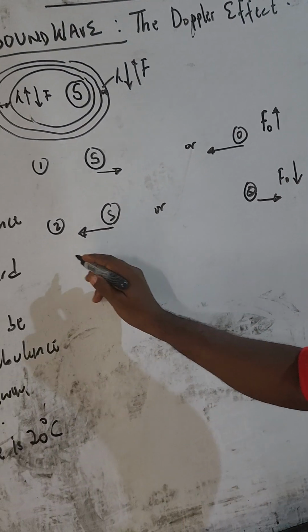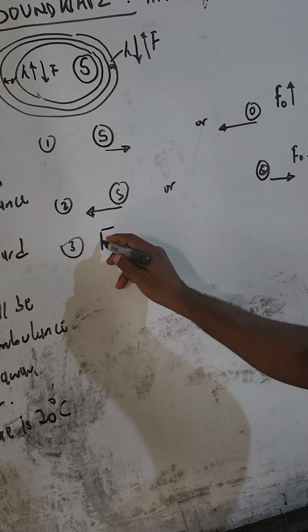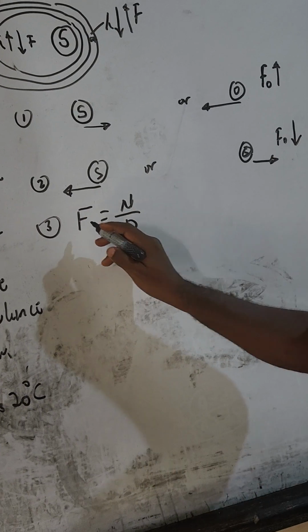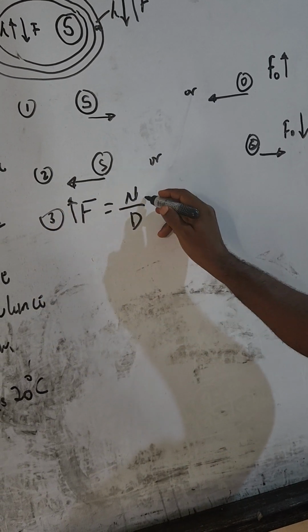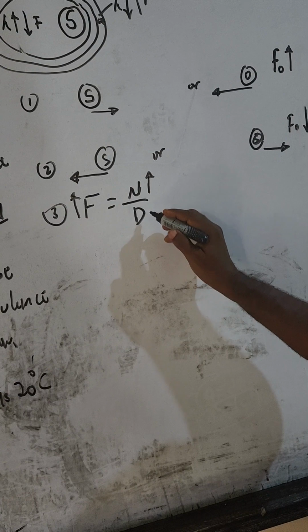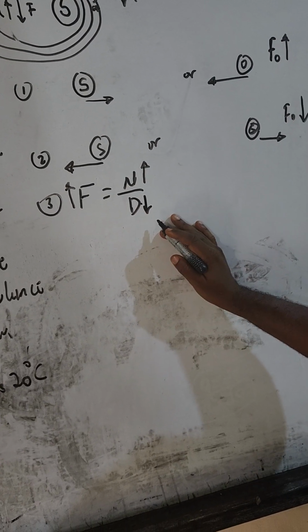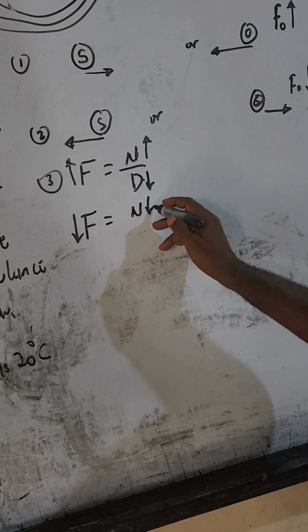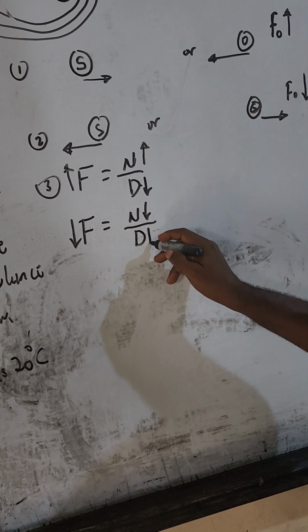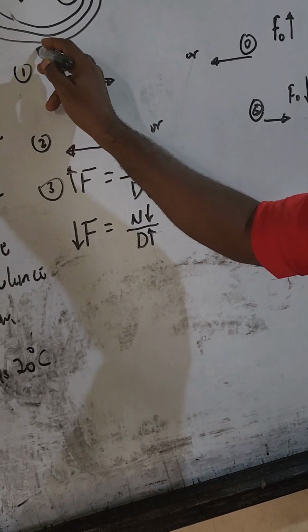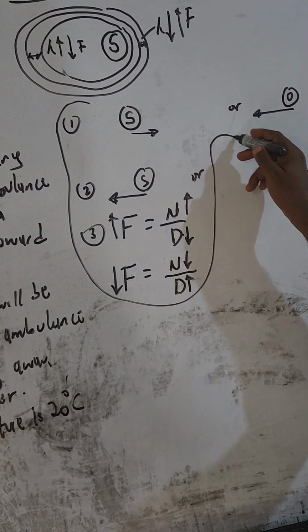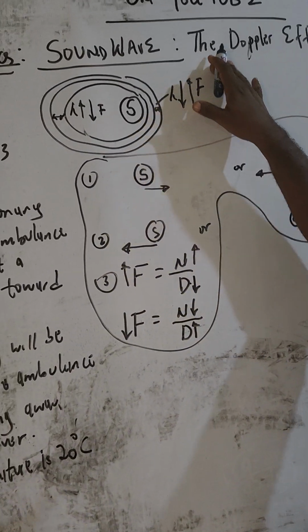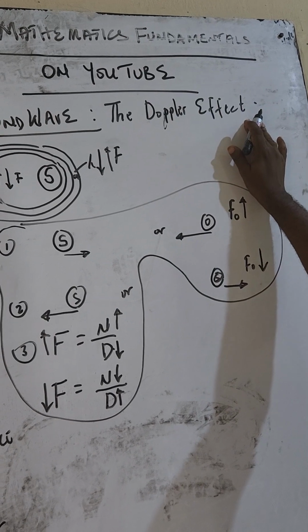Another thing I want us to know is this. We know that a fraction is numerator divided by denominator. This particular fraction increases when the numerator increases and the denominator decreases. This fraction decreases when the numerator decreases and the denominator increases. So these particular points, we need to take note of them while solving problems under the Doppler effect in physics.